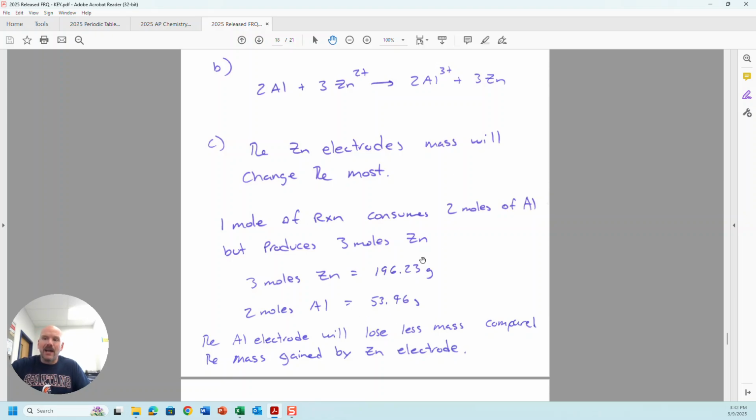And that's kind of the calculation. Now, you probably want to show the calculation, like 3 moles of zinc times the molar mass of zinc, which is what, 65.41 or something, and then 2 moles times 26.98. But that's what's going on, okay?